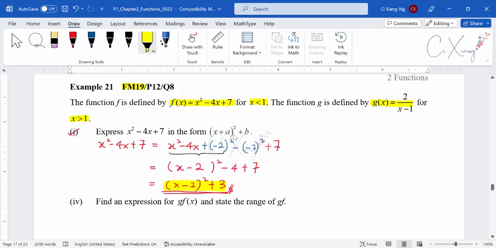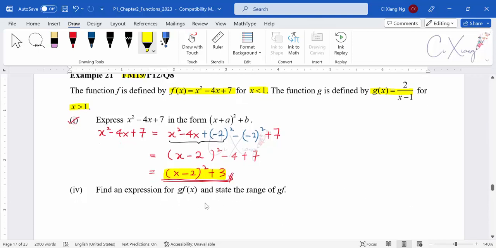Once we are okay with completing the square, we proceed to the next part of the question. They want us to find an expression for g(f(x)) and state the range of gf. Again, this is a composite function. g(f(x)) means that I want to put the function f into the function g. So what is my function f? My function f is actually x squared minus 4x plus 7.